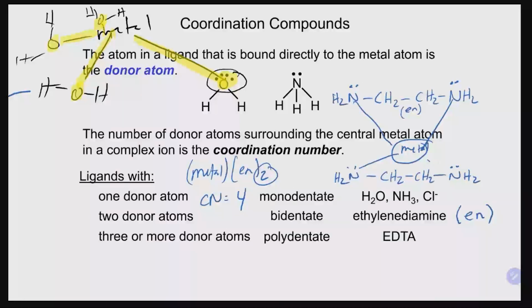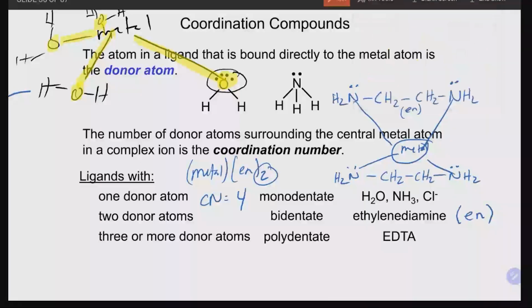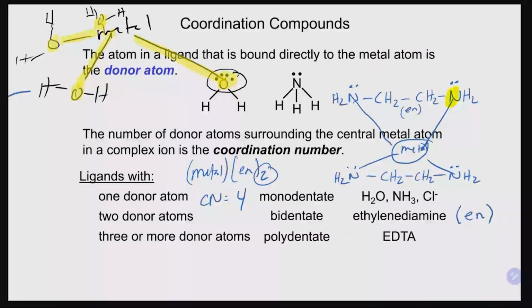And these 2 here would attach. And although you only have 2 molecules of this ethylenediamine, you actually have 4 atoms directly attached to that metal, and they are the nitrogen atoms. So that's one coordination number, 2, 3, and 4 in this case.